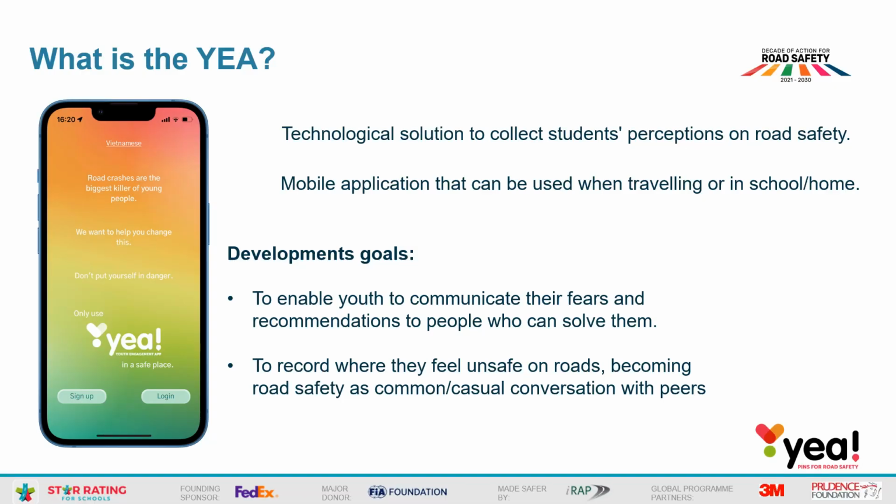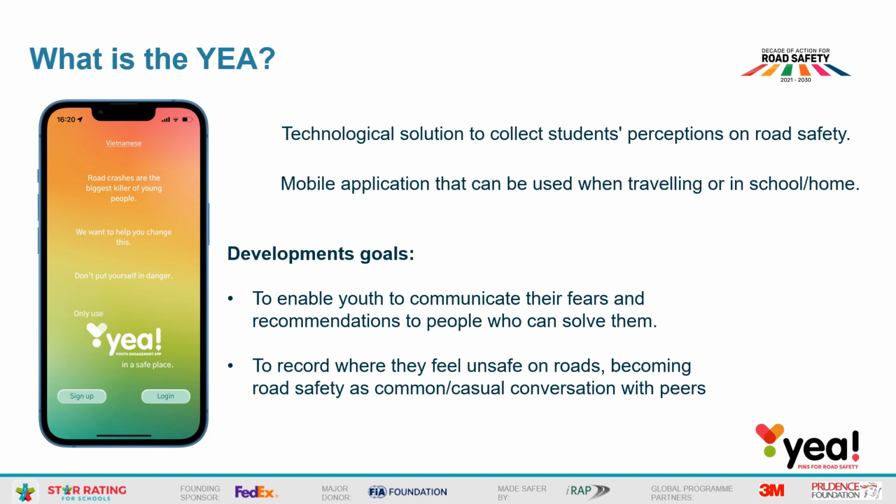So the Youth Engagement App is a supporting tool for the SR4S for Schools assessment. It was developed as a mobile application, so students from the determined school can download this app and use it to report how they feel traveling to and from school. So it is a technological solution to collect students' perception of road safety. Collecting this perception can be done in different ways manually. So here we are providing a tool to do that in the digital world, but there are plenty of other options on how you can do that.